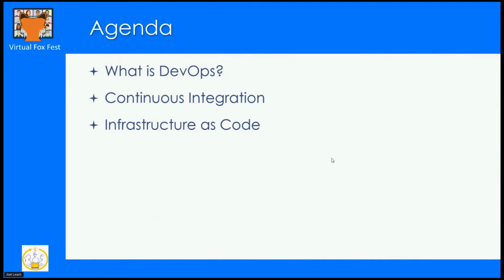So we're going to start by defining DevOps, looking at it from a high level. Then we're going to discuss continuous integration and build a CI/CD pipeline for FoxPro. Not sure what that means? Well, you'll find out. Lastly, we're going to discuss this concept called infrastructure as code, and we'll spend most of that time talking about containers.